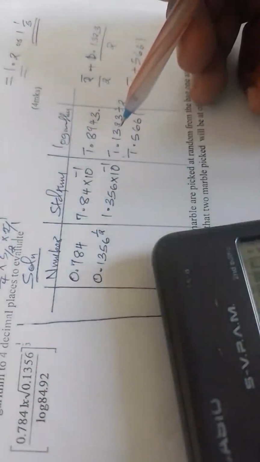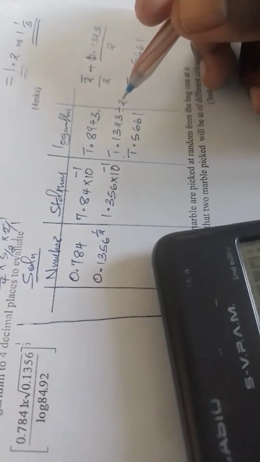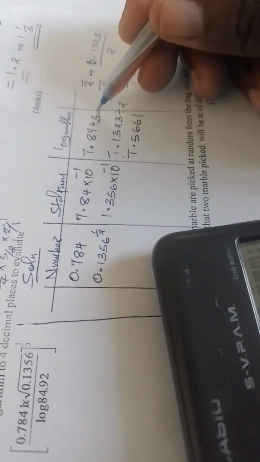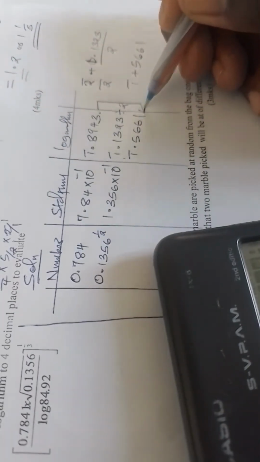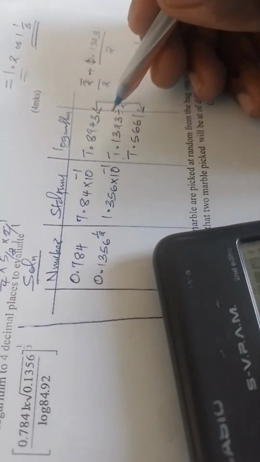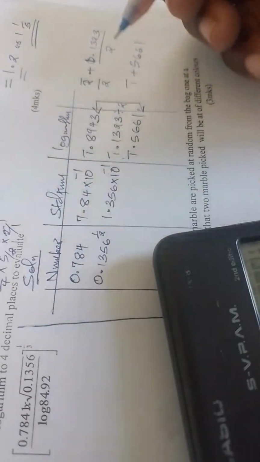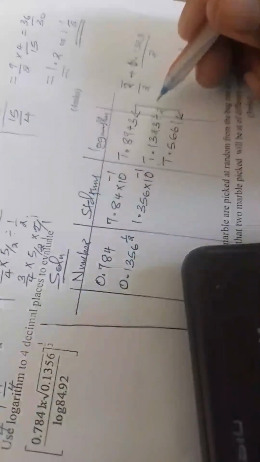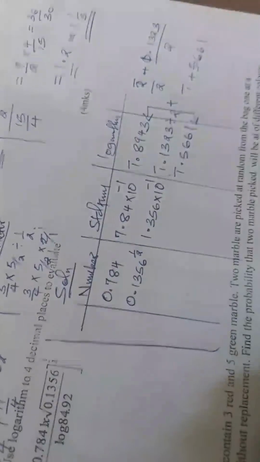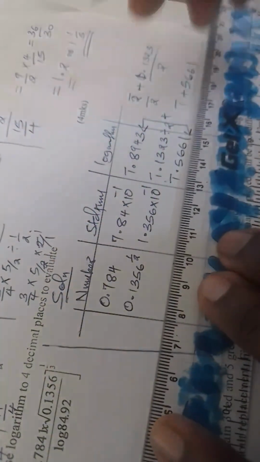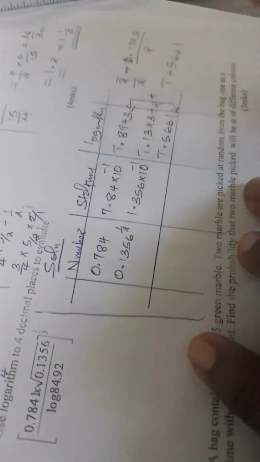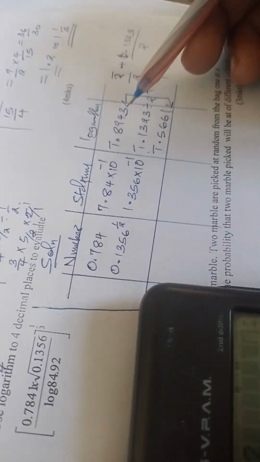Then now, because the sign is multiplication, what are we supposed to do? We are supposed to add. Because what we have in the numerator is multiplication, we are supposed to add these two numbers. Don't use a calculator to add; you can add them manually.